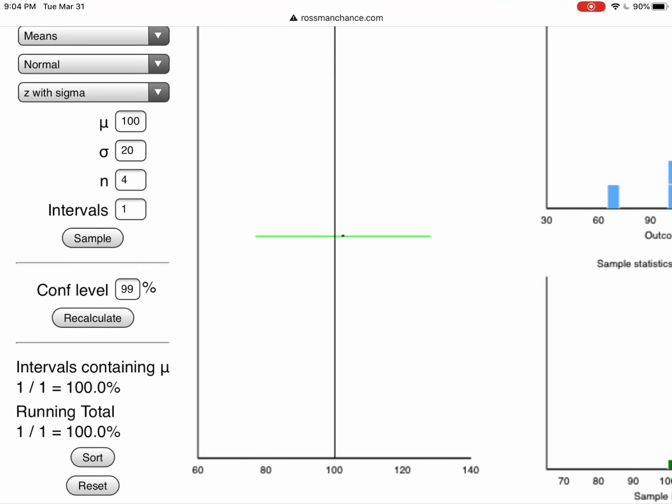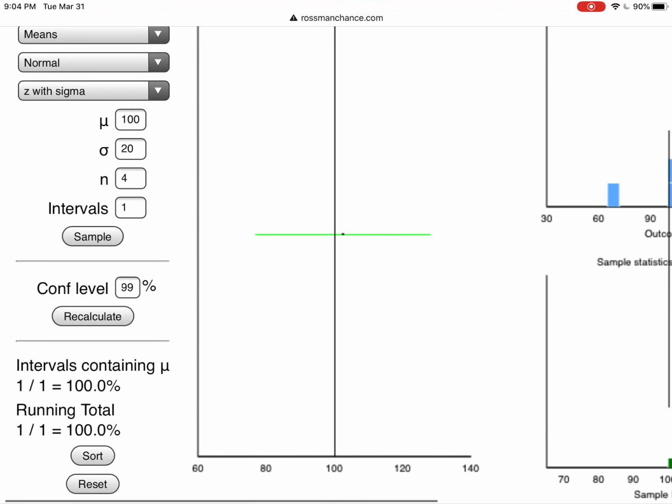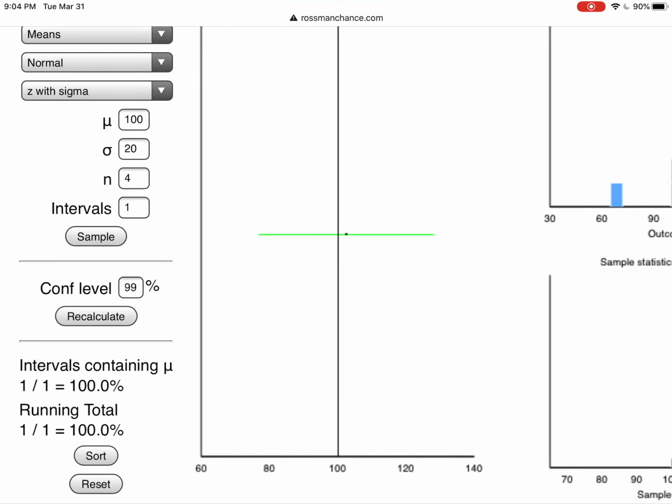So if I just hit sample, my first sample captured the population mean. This is my statistic value here in the middle, and then we add and subtract a margin of error. If I just keep repeating this lots and lots of times, it'll be red if it ever misses. And I'm not missing any yet.